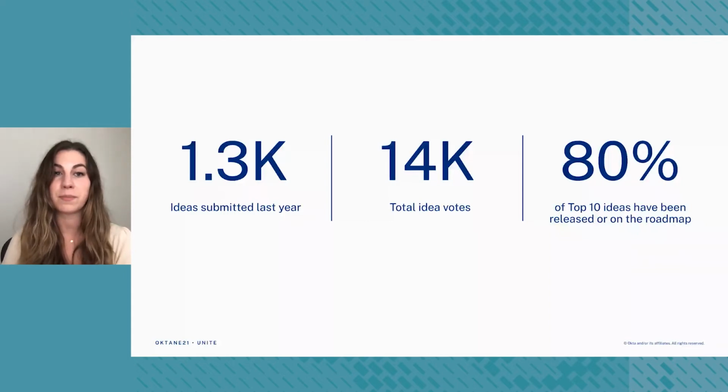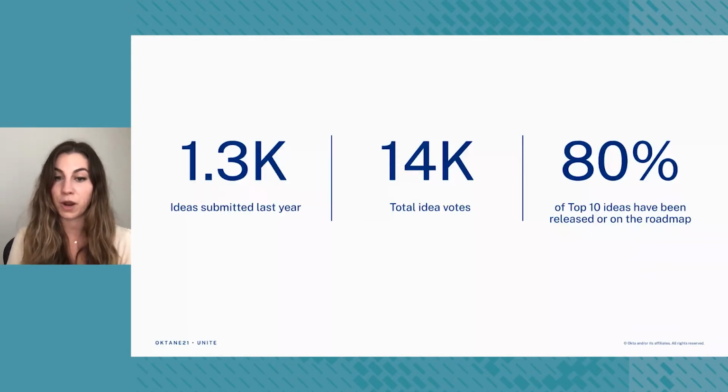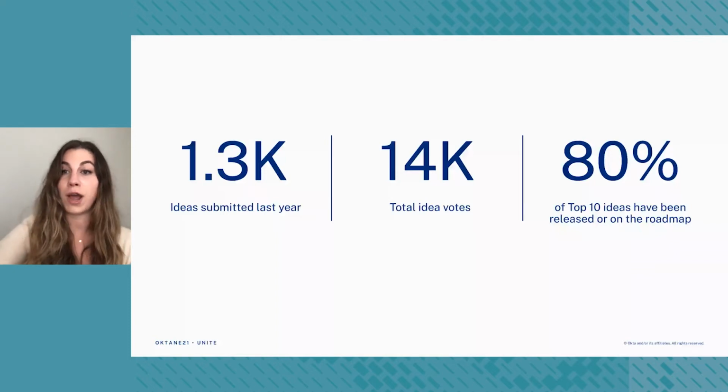This is super helpful for us in understanding what is important to all of you, and helps us tremendously in prioritizing our roadmap. And I also wanted to call out that of the top 10 ideas, so this is the top 10 ideas that have been voted on and have been commented on, just all of the activity, 80% of those, so 8 out of 10 from the past year, have either been released or are already on the roadmap. So this just really shows the major effect that participating in our product feedback program has on our actual roadmap.